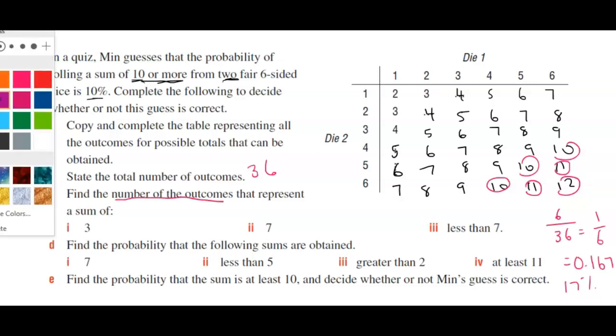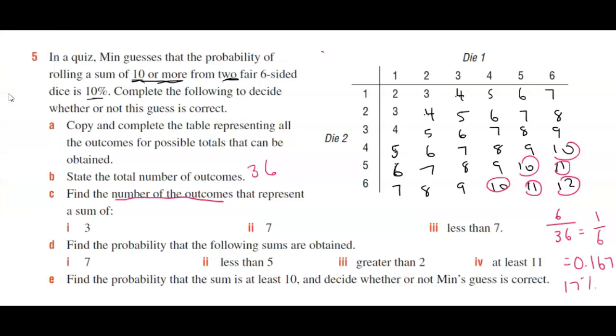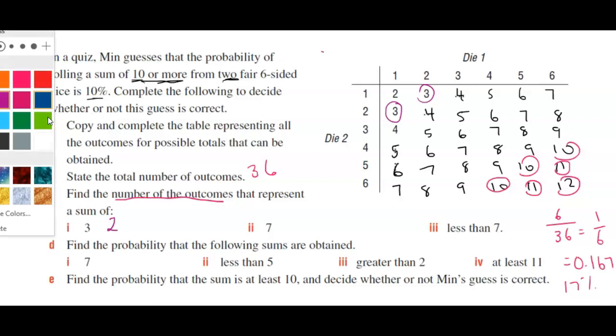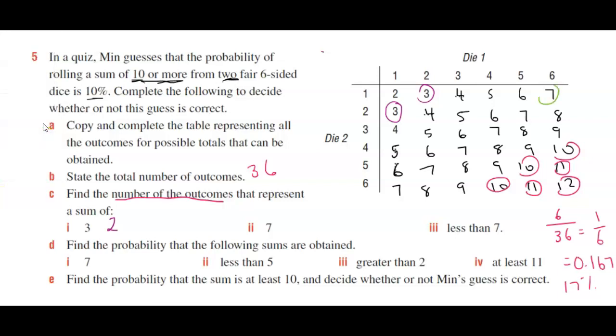So I might do this in a separate color so we don't get confused. So we want a sum of 3. So we've got a 3 and a 3. So there's 2 numbers that have a sum of 3. Sum of 7. You can see on the diagonal, so there's 6. Less than 7, so everything on this side of the 7. So we've got 1, 2, 3, 4, 5, 6, 7, 8, 9, 10, 11, 12, 13, 14, 15. Less than 7 is 15.